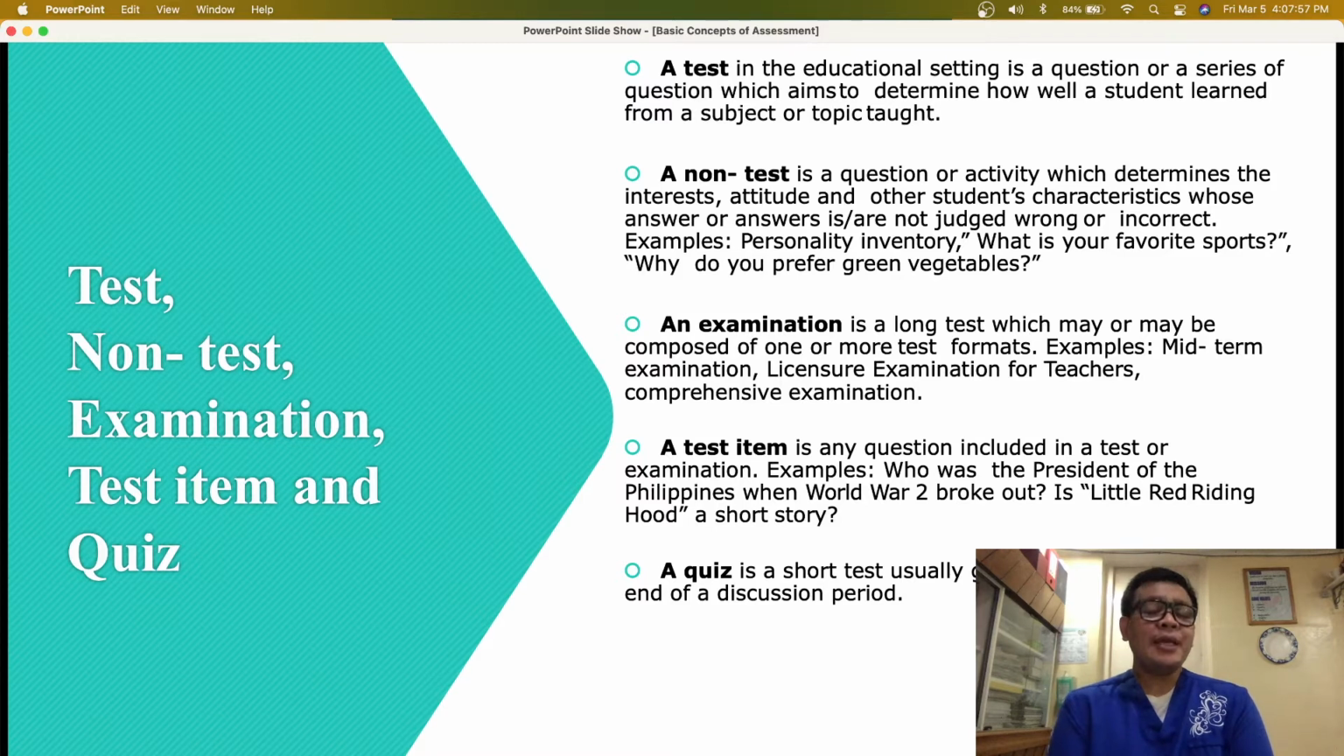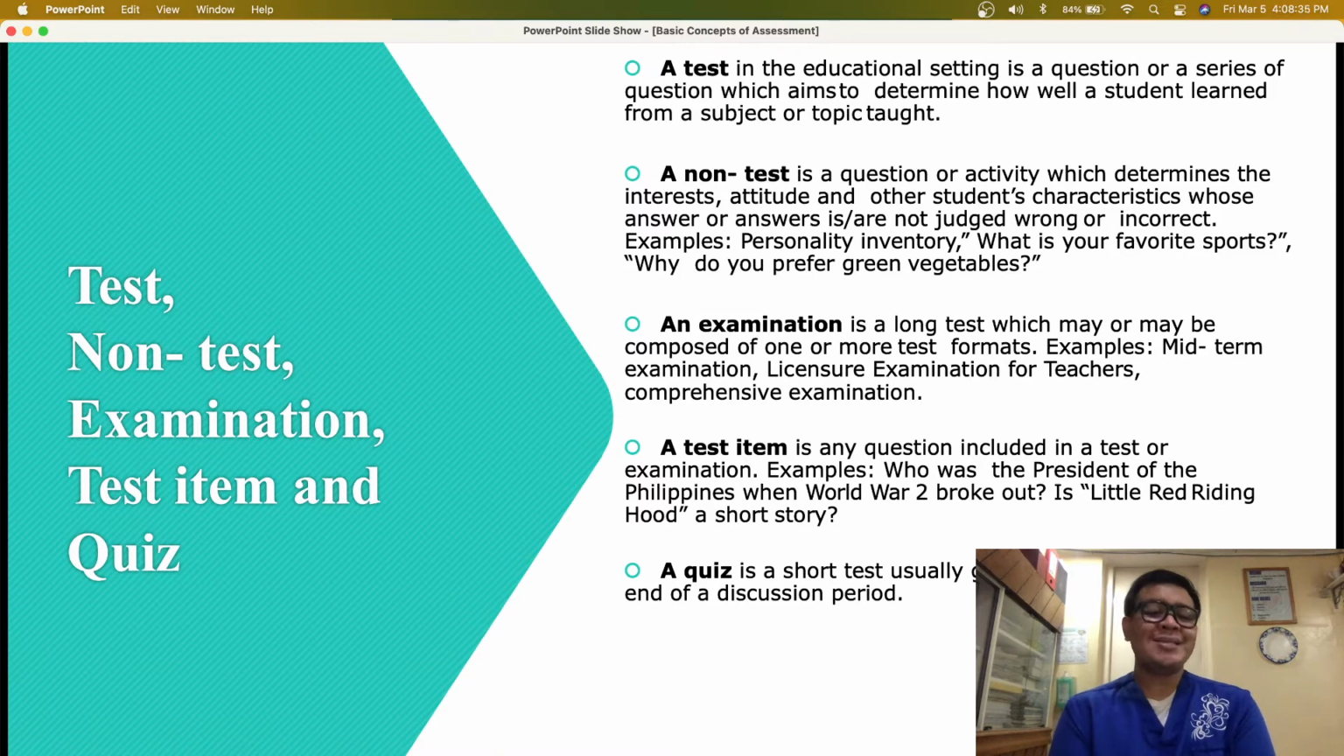An examination is a long test which may be composed of one or more test formats. Say for example, our midterm examination, licensure examination for teachers or any professional tracks, as well as comprehensive exams. And a test item is a question included in a test or examination, say for example, who is the president of the Philippines, no? When did World War II break out? Is Little Red Riding Hood a short story? So these are actually the objective type as well.